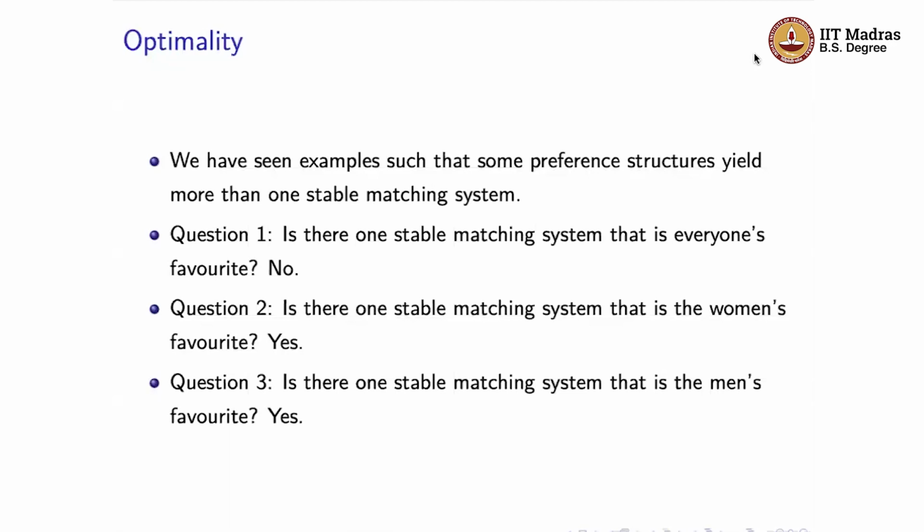The context for this is that we have already seen examples where you have the same preference structures, in the sense that you have the same ranking of each of the men over women and a ranking of each of the women over the different men. And we have seen that the same structure can lead to different stable matchings. So if we have multiple stable matching systems, can we compare them?